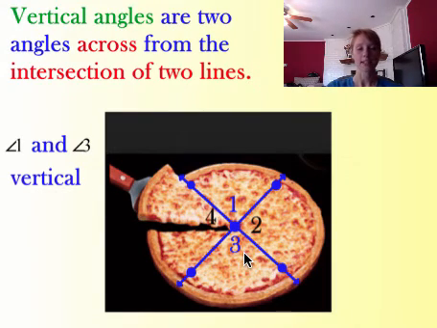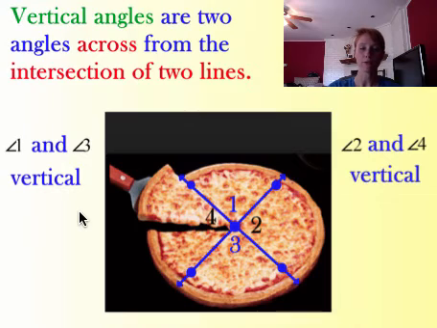One way I like to look at this is that two vertical angles form a right side up and an upside down V, form a pair of V's with each other for vertical. Okay, so angle 1 and angle 3 are vertical. Also, angle 2 and angle 4 are vertical. They're across from the intersection from each other. They form a pair of V's.